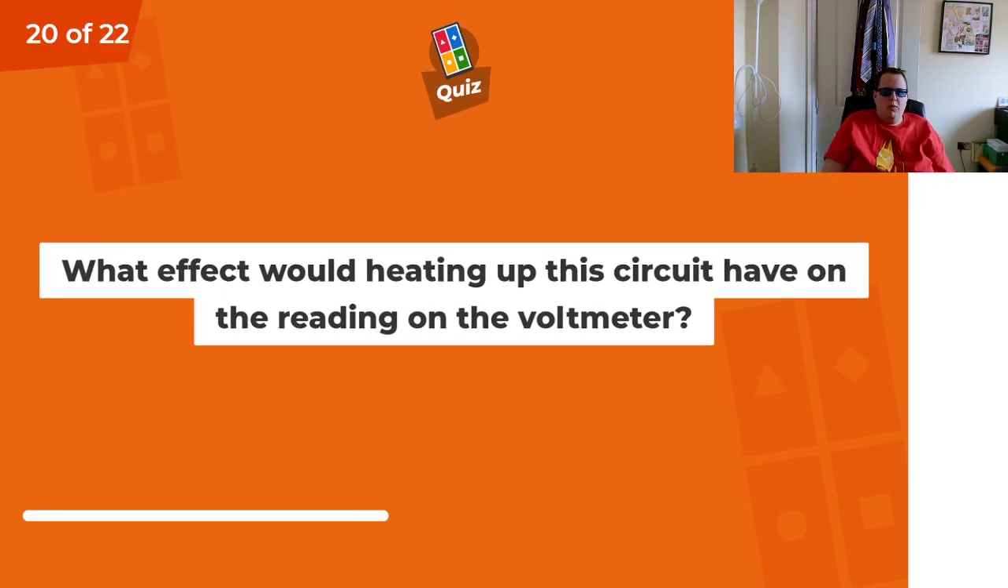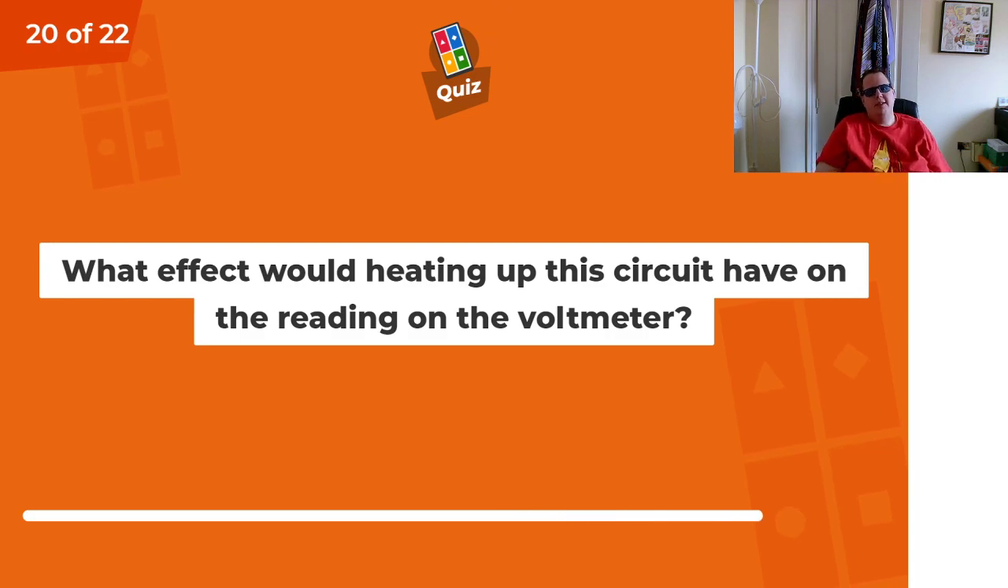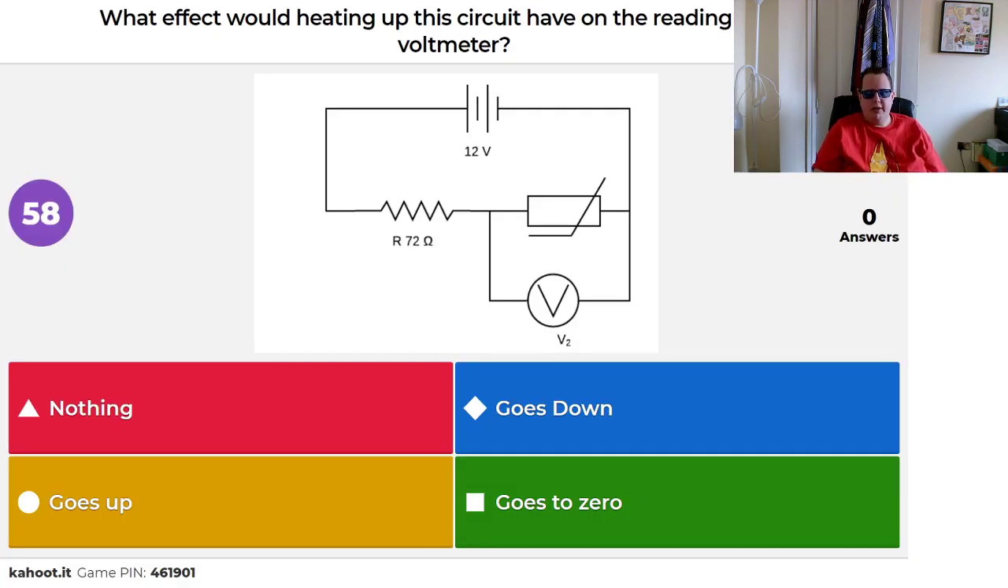Okay, what effect would heating up this circuit have on the reading on the voltmeter? So, if I was to apply heat to this circuit, what would happen to the reading on this voltmeter?